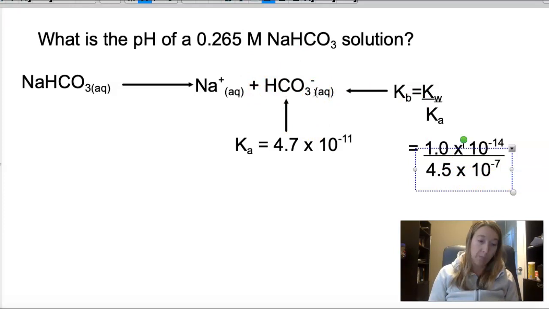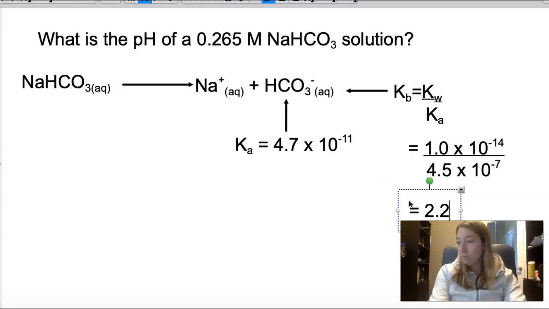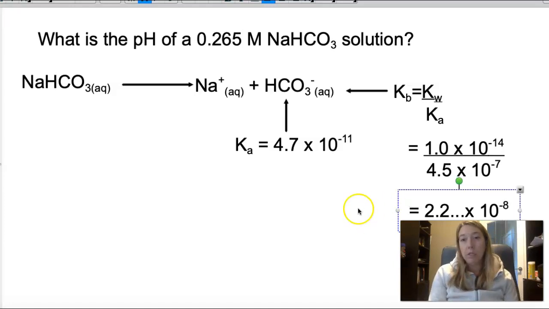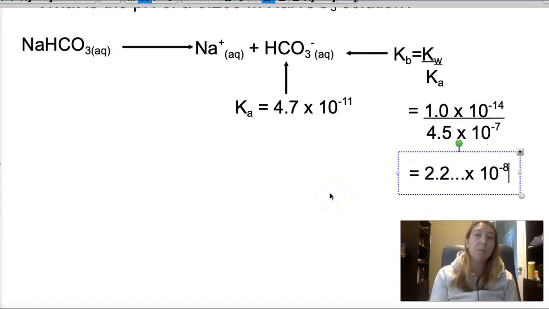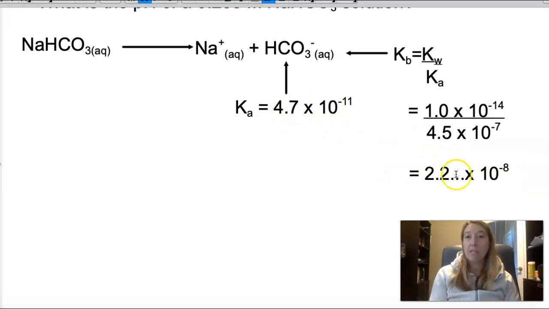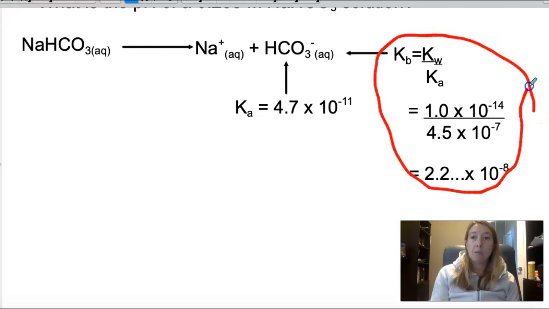So let's figure out what it's going to be. So 1 times 10 to the negative 14 divided by 4.5 times 10 to the negative 7 is going to equal 2.2, and that 2 just keeps on going, times 10 to the negative 8. So now I need to decide whether it's going to be an acid or a base. So I'm going to compare the Ka to the Kb. So I have times 10 to the negative 11, and I have times 10 to the negative 8. We said whichever one was larger was what it was going to behave as. So in this case, it's going to behave as a base, because times 10 to the negative 8 is larger than times 10 to the negative 11.